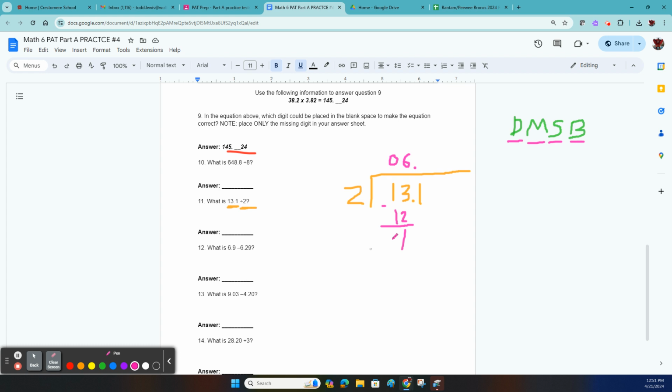Next step is bring down. I will bring down the other 1. And I'll make a really bad looking arrow. Sorry about that. Okay, and then we go all the way back to the divide. Does 2 divide into 11? You betcha it does. It fits into it 5 times.